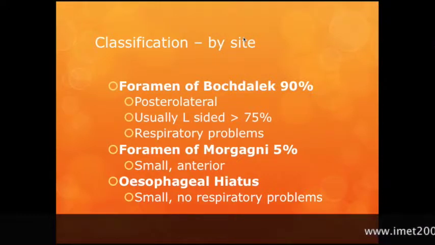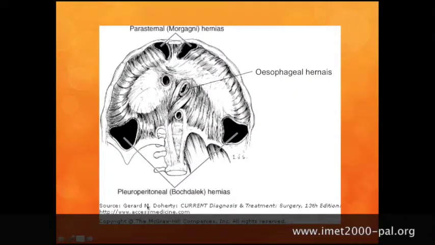We classify congenital diaphragmatic hernia by site. So there's the foramen of Bochdalek, which is 90% of congenital diaphragmatic hernias. This is a posterolateral foramen, usually on the left side, and they cause, obviously, respiratory problems, as I mentioned. 5% are foramen of Morgagni, which is anterior. They're much smaller and they tend not to cause as many respiratory problems. And then there's those through the esophageal hiatus, which tend to be very small and not cause any problems with the lungs.